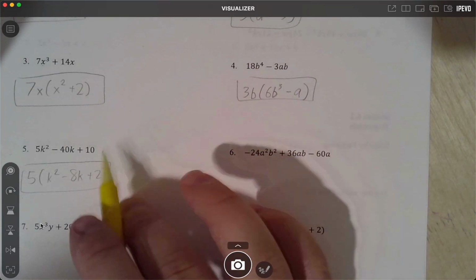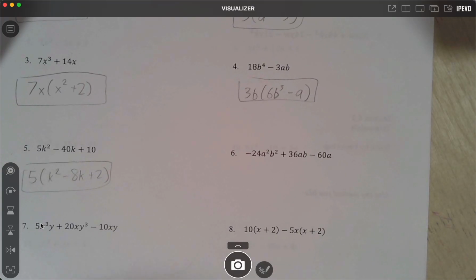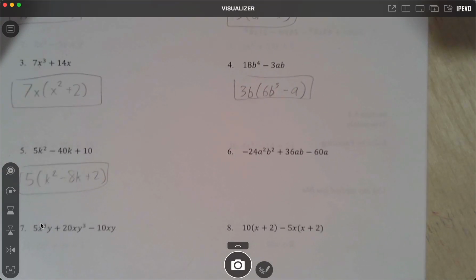So, up next, one thing we want to know is that we never want our leftovers, as I'm going to call them, the things that end up in parentheses after I find my common factor. We never want our leftovers to begin with a negative.